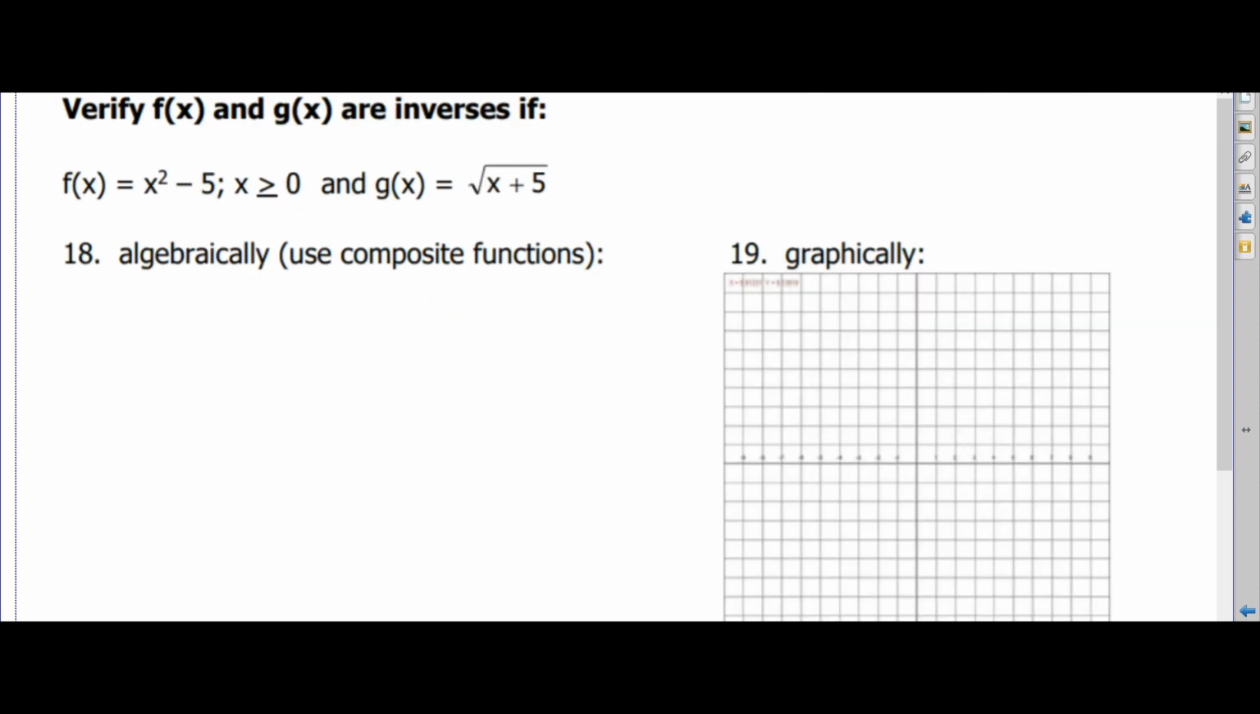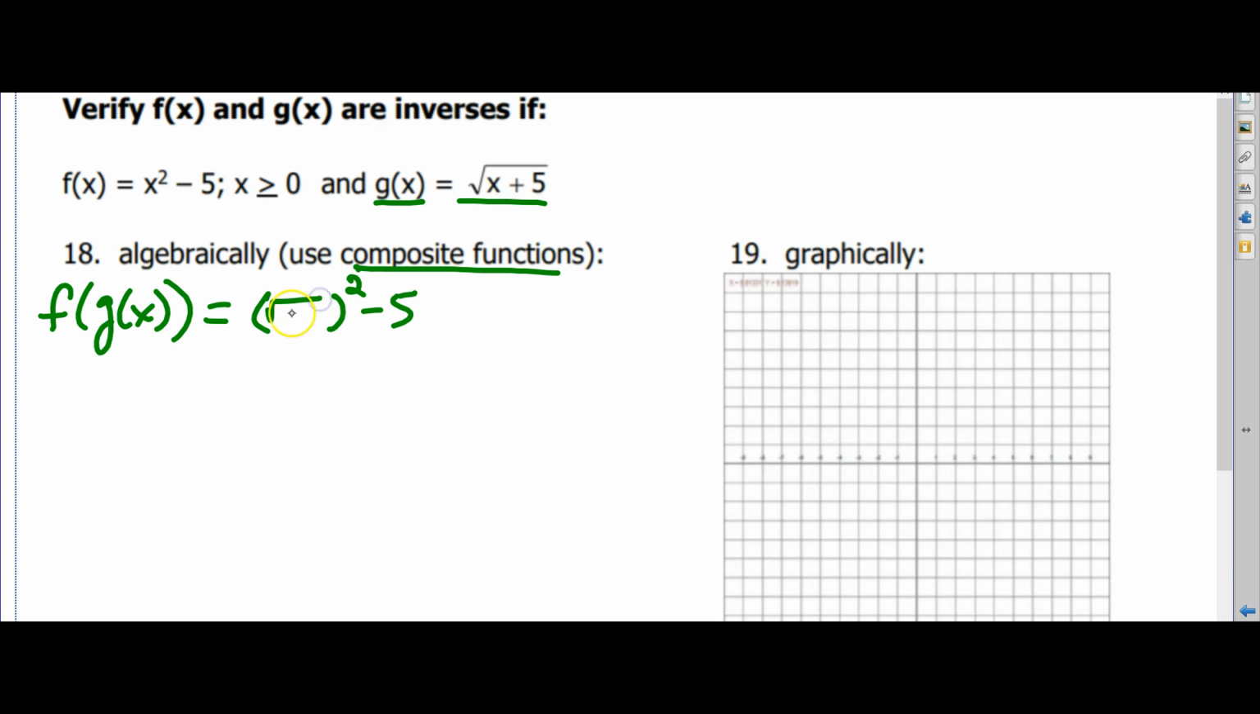This one right here, we want to verify if they're inverses. We're going to do it algebraically, and then we're going to do it graphically here. So to do it algebraically, and this gives you a big hint here, use composite functions. I'm going to take first the f of g of x. Now if they're inverses, then this should just come out to be x. So I'm going to write out my f function, and wherever I see an x, I put a set of parentheses. And then I'm going to substitute the g function in for that set of parentheses there.